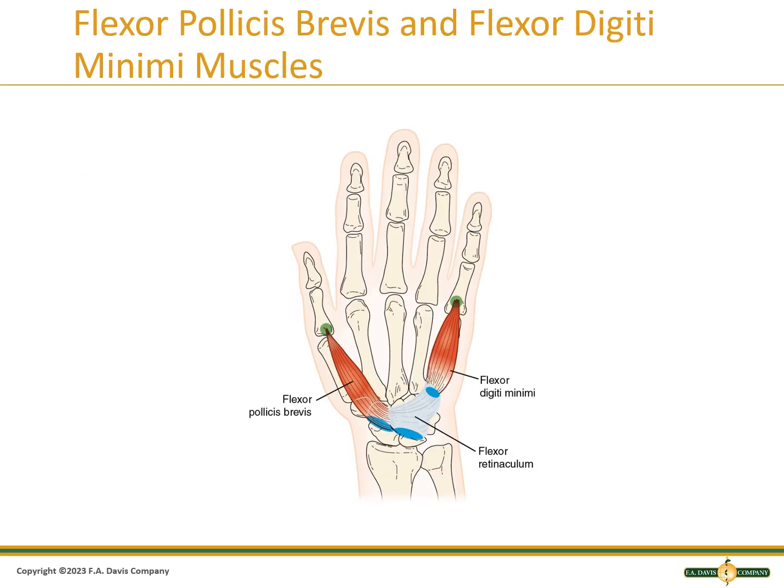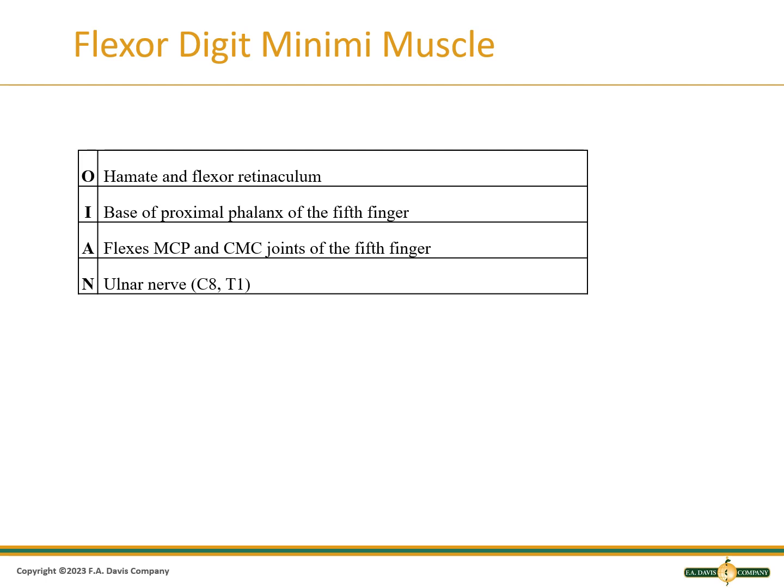We can see flexor digiti minimi here. This is the same picture from earlier. Flexor digiti minimi originates on the hamate and the flexor retinaculum to insert on the base of the proximal phalanx of the fifth finger. So we're only going to influence motion at the proximal phalanx. It serves to flex the MCP and CMC joints of the fifth finger, and it is innervated by the ulnar nerve because it is on the medial aspect of the hand.